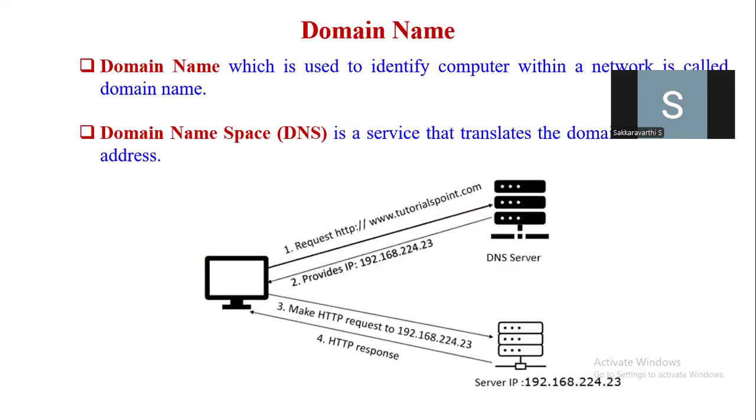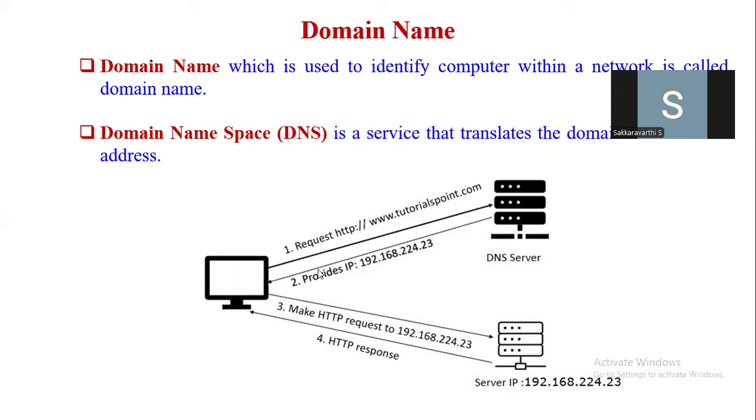And the next one is the domain name. The domain name is used to identify a computer within a network, right? It is the service that translates the domain name into the IP address. From the diagram, it can be easily understood that suppose the client wants to access the website tutorialspoint.com. In order to establish the connection with the server, that is tutorialspoint, we need the IP address, right?